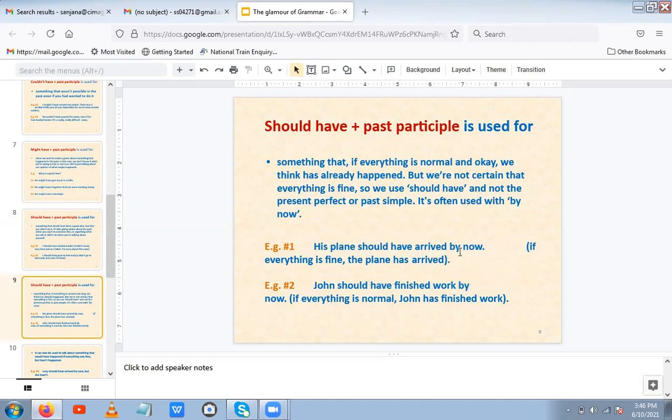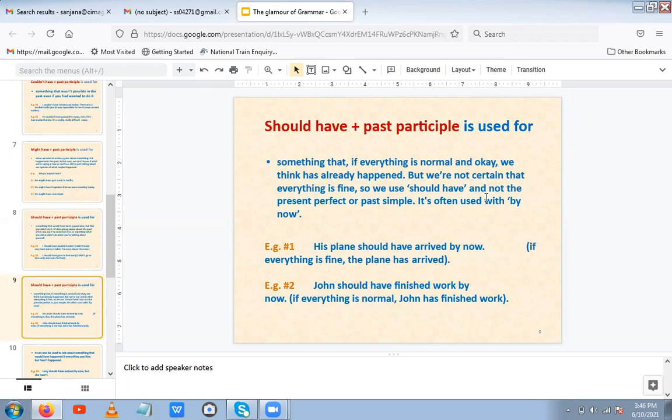Also, it is used for something that, even if everything is normal and okay, we think has already happened, but we are not certain that everything is fine. So we use should have and not the present perfect or past simple. It's often used with by now. The plane should have arrived by now. अभी तक plane arrive हो चुका होगा. Everything is fine. The plane has arrived. The plane should have arrived by now.